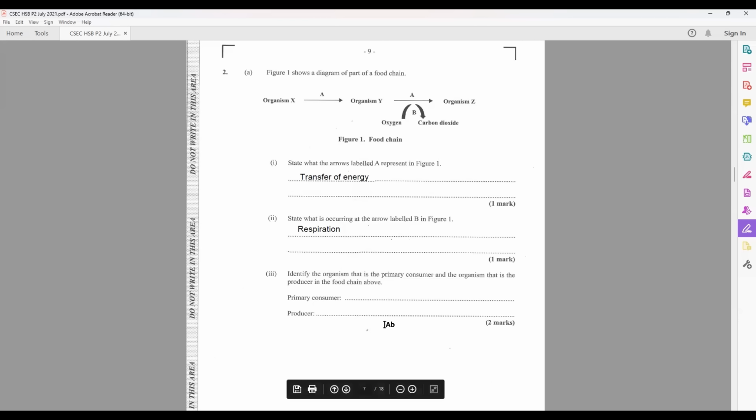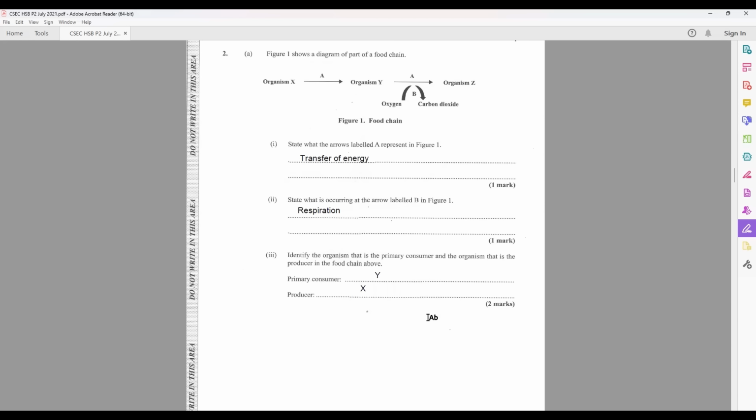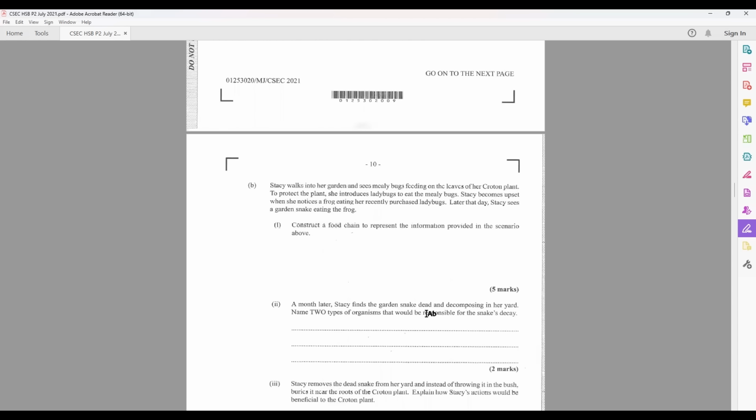Identify the organism that is the primary consumer and the organism that is the producer in the food chain. They ask for the primary consumer first. Primary means first, so they ask which organism is the first to do consuming, and that organism is Y. And the producer is always the start of the food chain. The producer is the one that uses the sunlight, which in this case will be the organism that is labeled S. So 2 easy marks for that question.